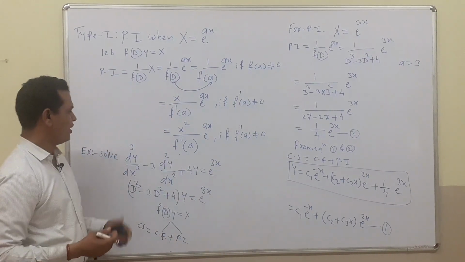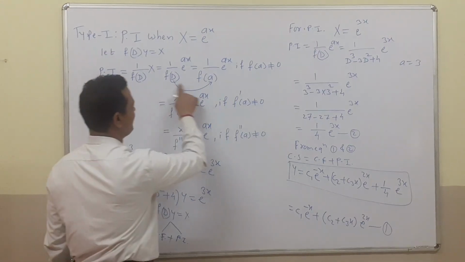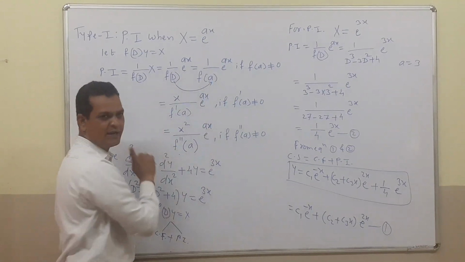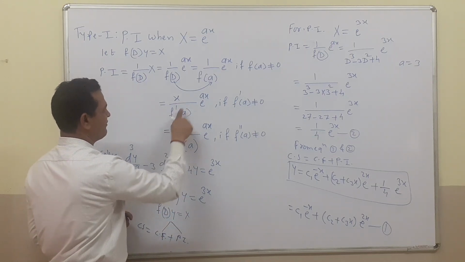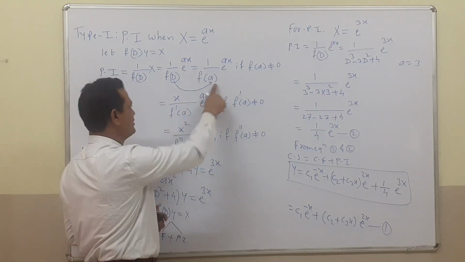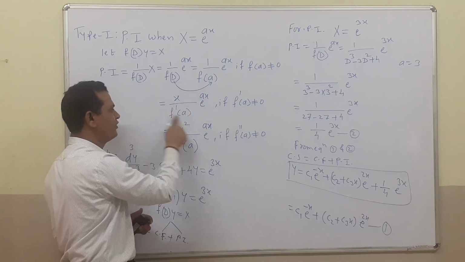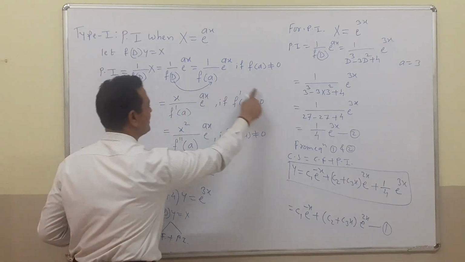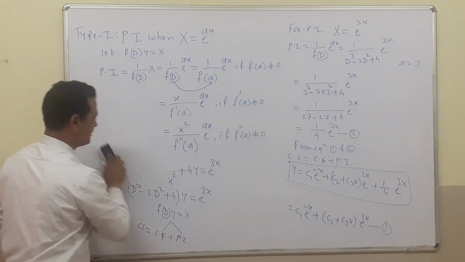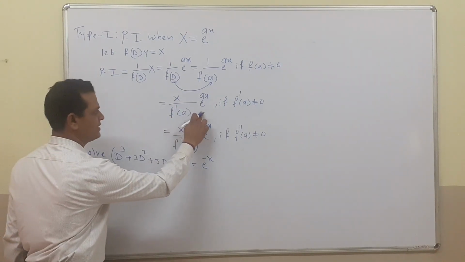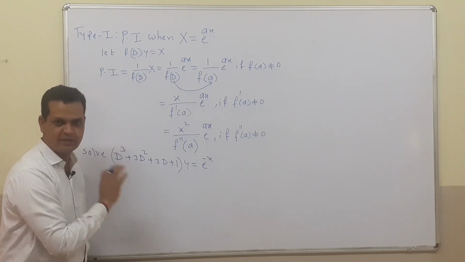So now friends, observe that here we discussed the first case where we replace D by a. Now let's take the next example, where we get the value of the denominator as 0. That means we have to attach x to the numerator and take the derivative of the denominator. Try to learn the example based on this result. Now the next example is where we discuss the case where the denominator is 0.